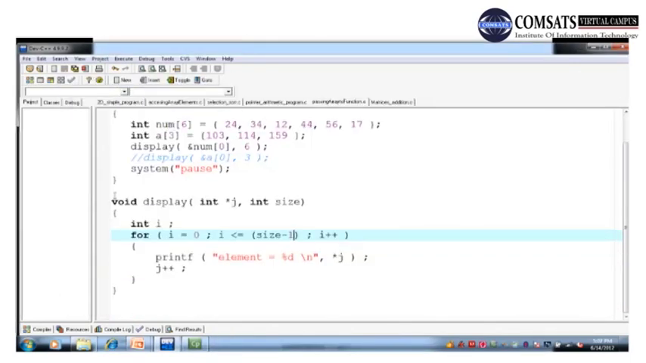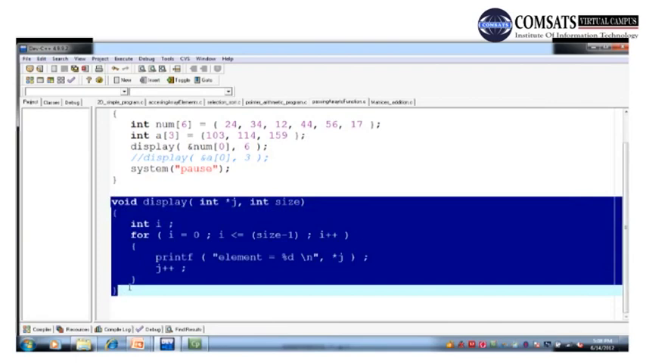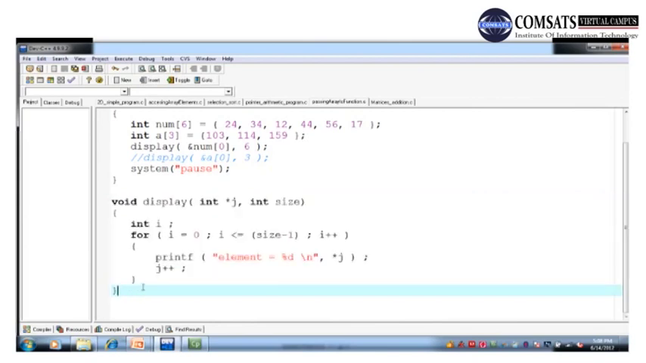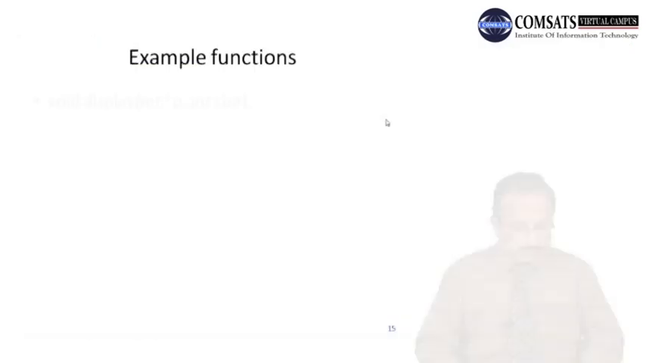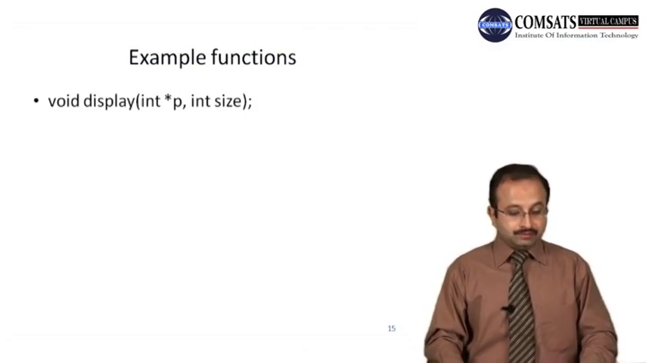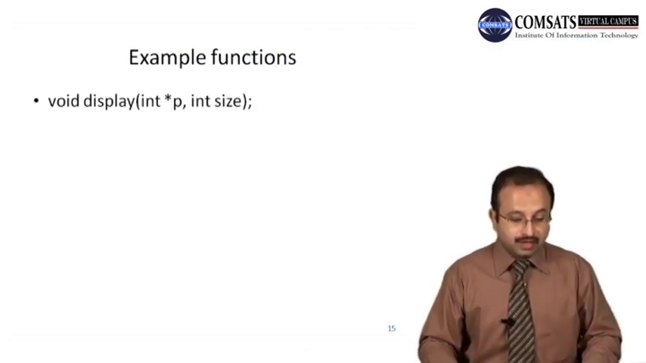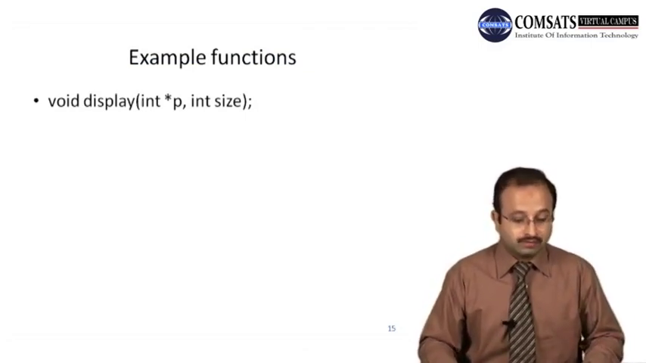Now we can say that we have a display function that is used to display any integer array. You have to tell two things to that function: the base address of the array and the size of the array. Size means the total number of values or elements in that array, right? So you have to tell this to the function. So the example function is display, integer pointer p, integer size, that we have just seen.